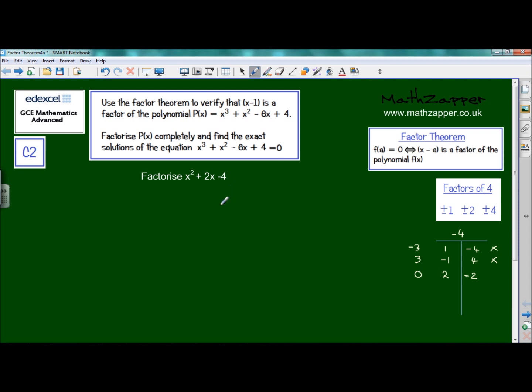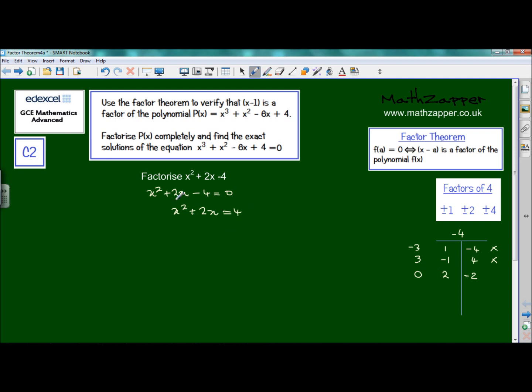So what do we do? We can use the completing the square method to find the roots of the equation. So first of all, let's make that an equation. x squared plus 2x minus 4 equals 0. That turns it into a quadratic equation. Now we can simply manipulate this by adding 4 to both sides. We've got x squared plus 2x is equal to 4.